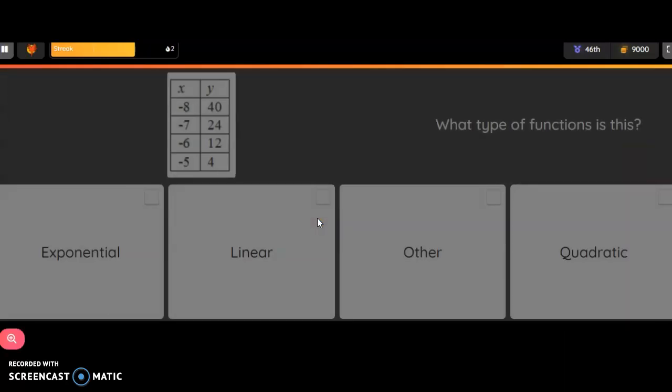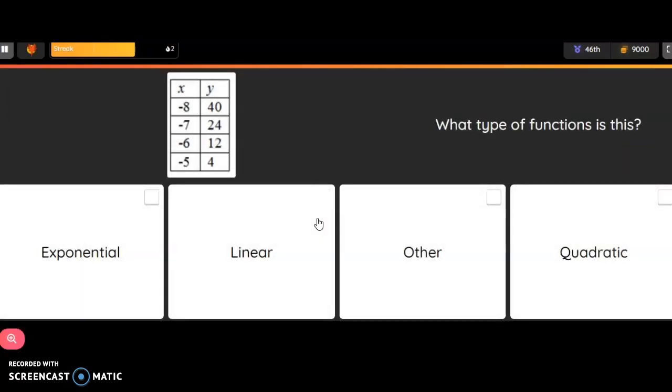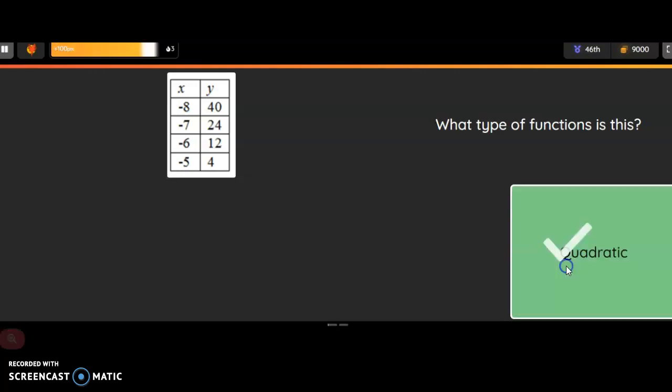Alright, let's go back and take a look at this question. What type of function is this? Alright, so it goes from -8 down to -7, down to -5, down to -8, 7, 6, 5. And then we've got 40, 24, 12, and 4. No, it's not linear. It doesn't appear to be exponential, and I think I hit other last time. So I'm going to have to do a little more research about what makes this quadratic, but I think the answer is quadratic.